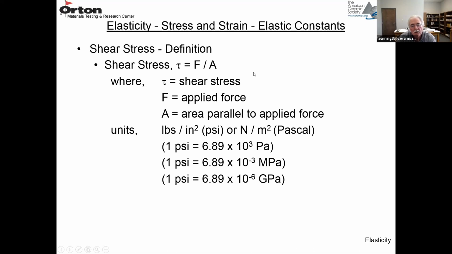Those are normal stresses and strains. You can also have shear stresses and strains. The shear stress tau equals the force over the area. Tau is the shear stress, F is the applied force, and now this area A is parallel to the applied force. It's no longer perpendicular. Same units, PSI or pascals.